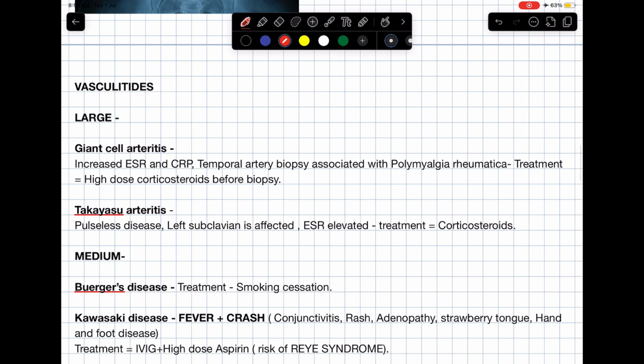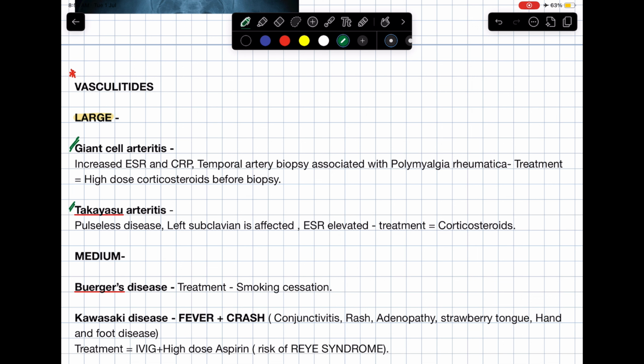Next topic is vasculitis. Although this topic is very huge, I'll only tell you the most important findings that AMC is asking in the exam. So we'll start off with large vessel vasculitis. There are only two important diseases that we have to make sure we remember. One is giant cell arteritis and the other one is Takayasu arteritis.